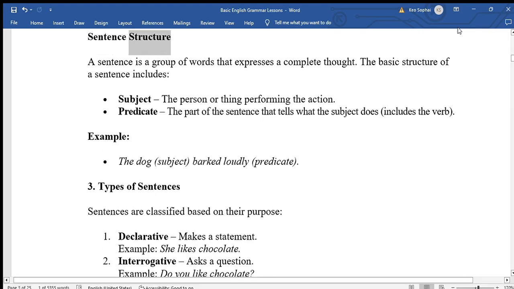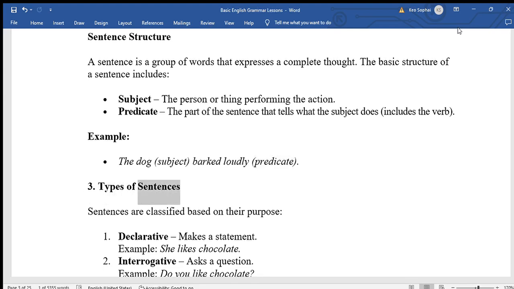Sentence structure. A sentence is a group of words that expresses a complete thought. The basic structure of a sentence includes subject, the person or thing performing the action. Predicate, the part of the sentence that tells what the subject does, includes the verb. Example, the dog, subject, barked loudly, predicate.